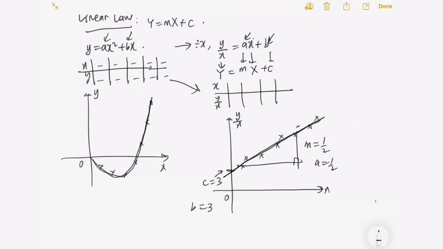Okay, so we know we can convert non-linear to linear form, but the thing is, how do you know what to do? For example, in this case, I divide by x. Can we times y? Can we divide by square root x? Can we multiply by x? Okay, so there are some guidelines actually to know what to do to convert non-linear to linear form.